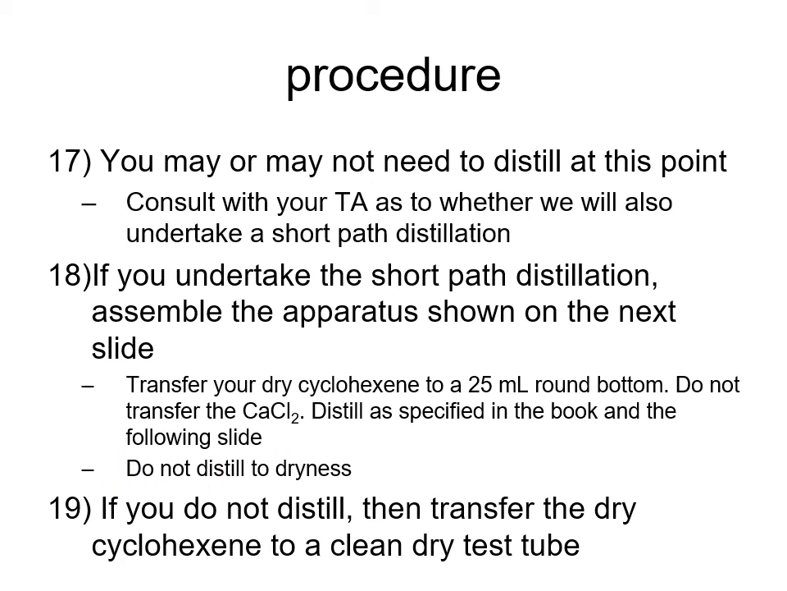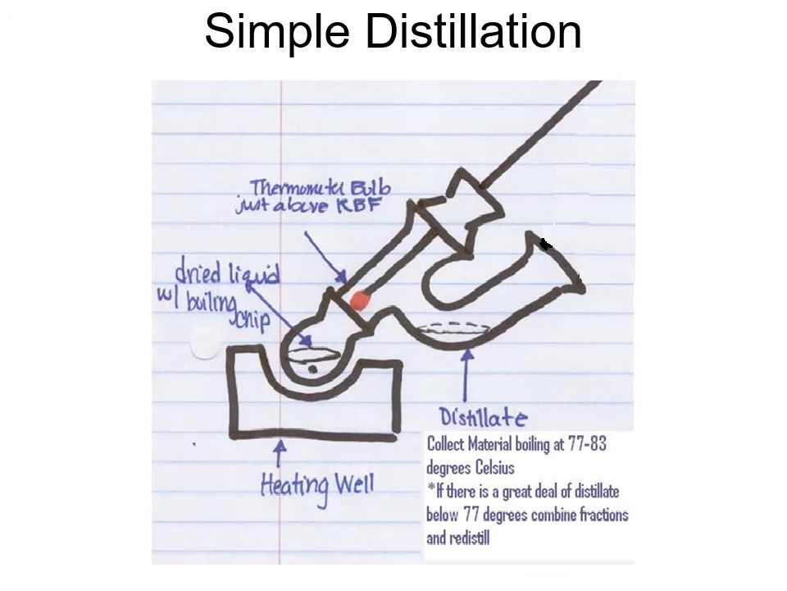This is dangerous to do. If you do not distill, then transfer the dry cyclohexane to a clean dry test tube. And here you can see again, we've seen this before, right? The short path distillation, you have something cooling here to collect your sample. You have your heating well, your round bottom flask, thermometer right here. And that's pretty much it for that.